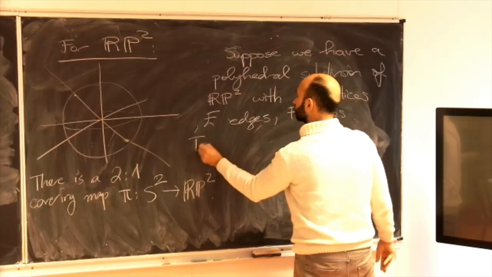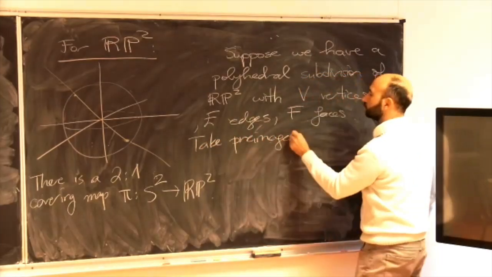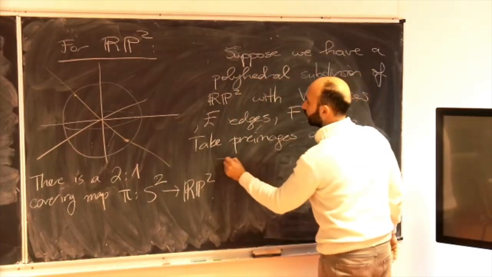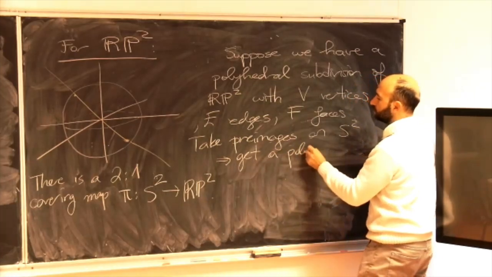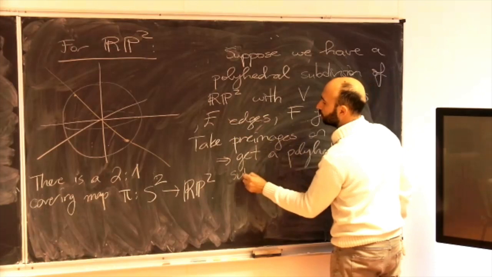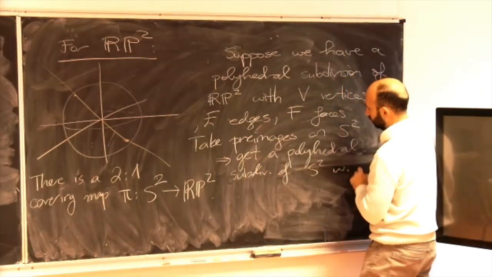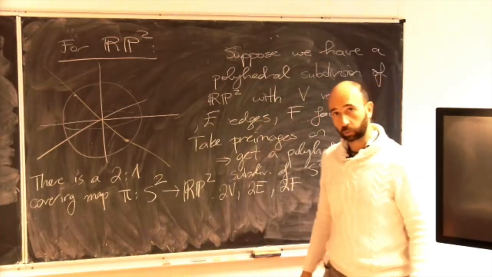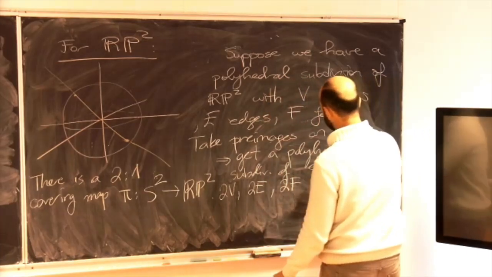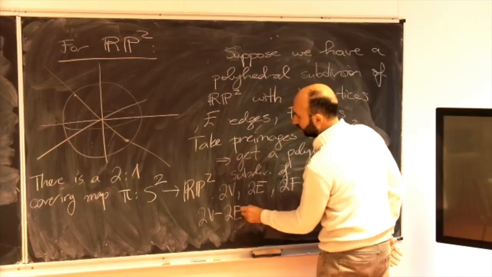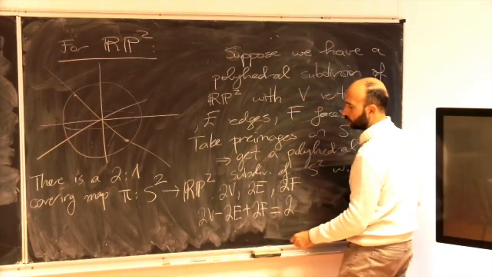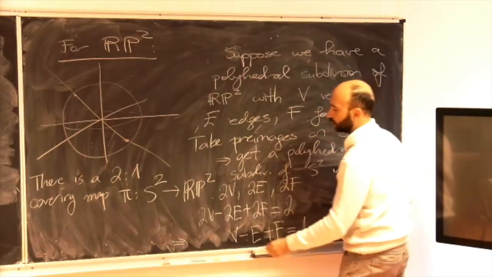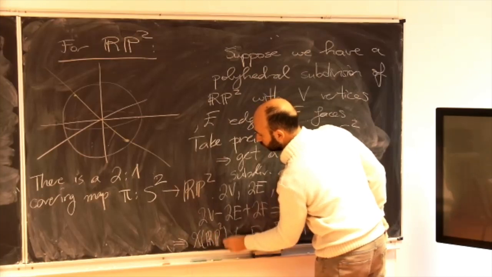But then everything will be multiplied by 2. So this gives a polyhedral subdivision of S2 with these numbers 2V, 2E, and 2F. So everything will have two preimages. But then we know the Euler characteristic of S2. So this 2V minus 2E plus 2F must be 2, which implies V minus E plus F on RP2 must be 1. So the Euler characteristic of RP2 is equal to 1.